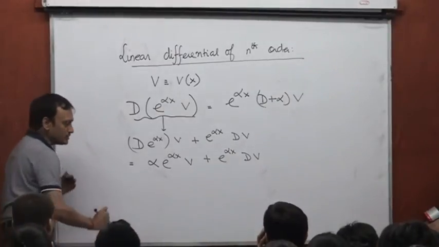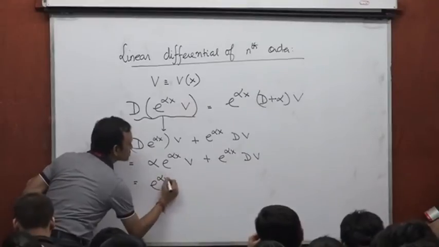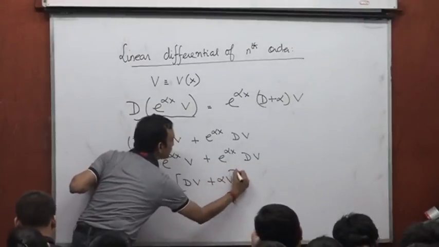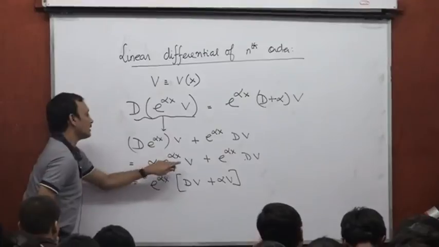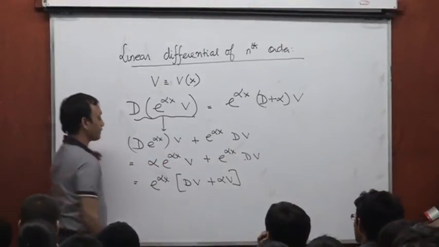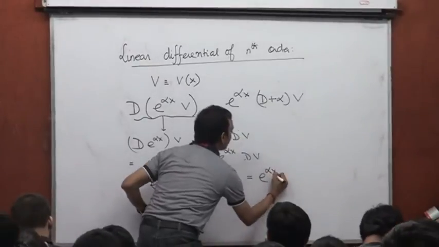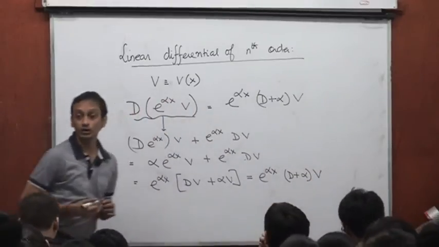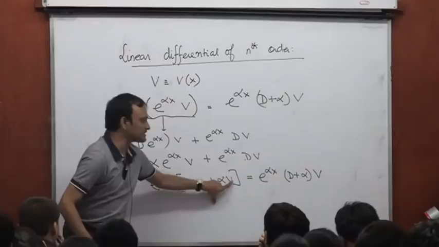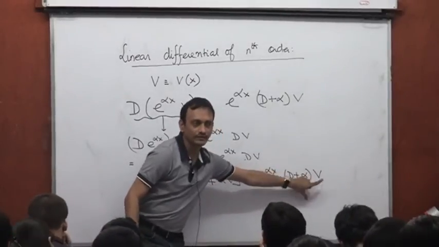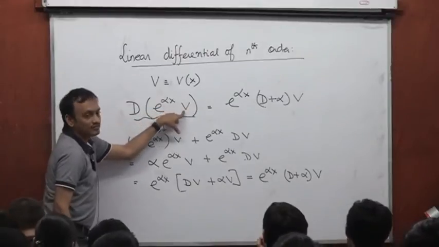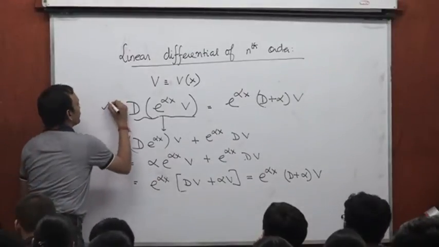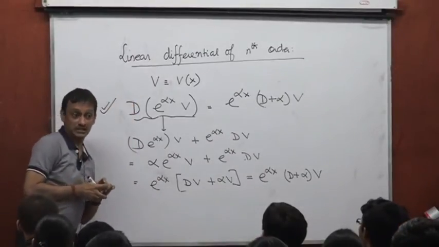You can take e power alpha x common. So if you took e power alpha x common and just realign terms, you will have d acting on v plus alpha into v, which is like e to power alpha x into d plus alpha acting on v, isn't it? D acting on v plus alpha into v is like d plus alpha acting on v. So d of e power alpha x v is like e power alpha x into d plus alpha acting on v. This is a property of the operator d/dx. It's a property of the operator d/dx. Clear?